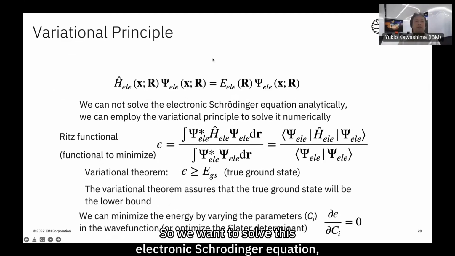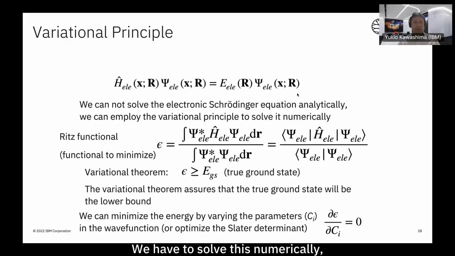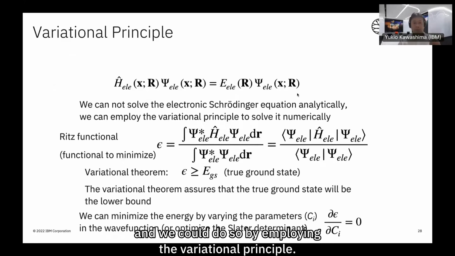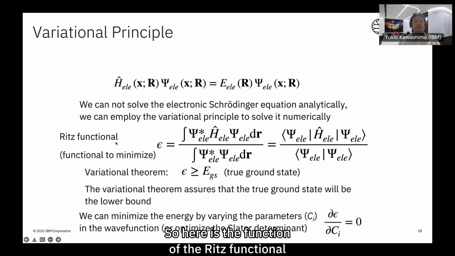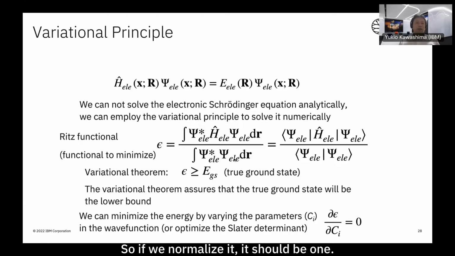We want to solve this electronic Schrodinger equation, but we cannot solve it analytically. We have to solve it numerically, and we could do so by employing the variational principle. Here is the function, the risk function, we want to minimize using the variational principle. The numerator here is the expectation value of the electronic Hamiltonian. It could also be written like this. In the denominator, this is the overlap of the wave functions, so if we normalize it, it should be 1.